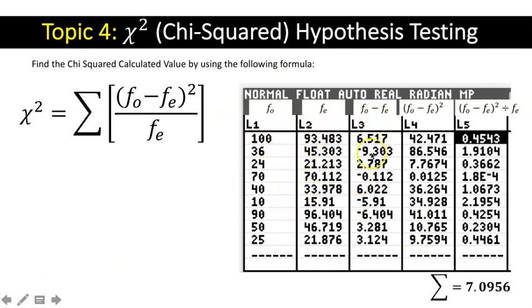So now I find the differences, I square those differences, I divide by the expected frequencies, and at the end, this is sigma. Sigma tells me I have to find the sum. So I'm going to find the sum of my last column, and I get 7.0956. So that 7.0956 is what is called the chi-squared calculated value.